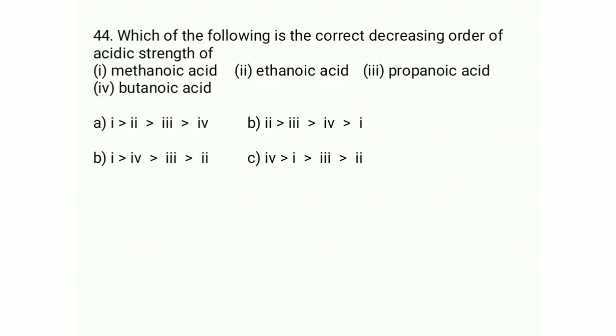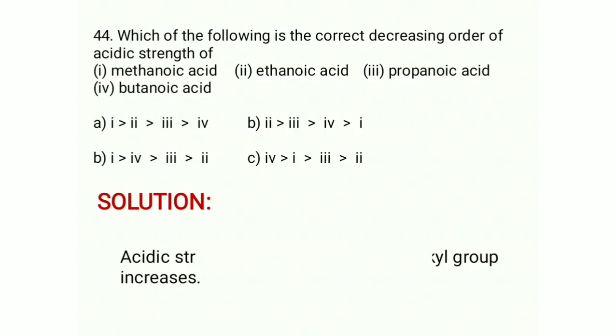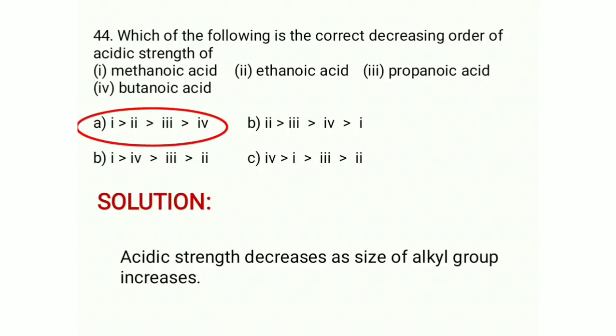44. Which of the following is the correct decreasing order of acidic strength? We know that as the number of alkyl groups increases, the +I effect increases, hence acidic nature decreases. Hence methanoic acid is the one having H, remember, ethanoic having CH3, propanoic having C2H5, like that it increases. So acidic strength decreases as the size of the alkyl group increases, remember that. So the answer for this question is A.